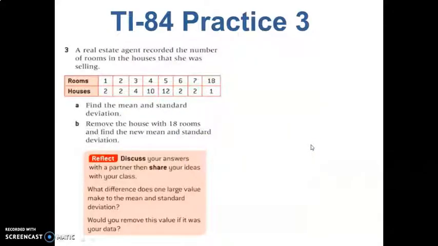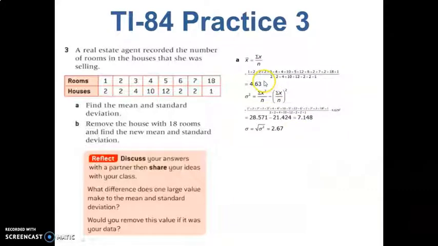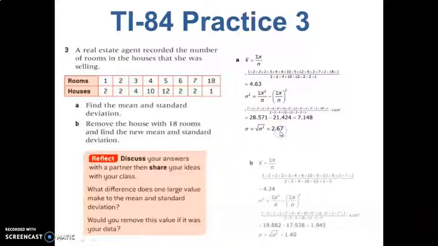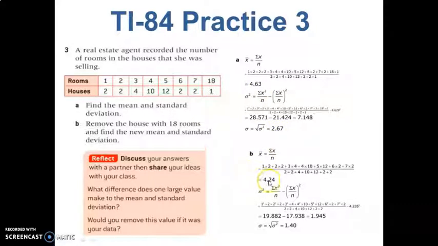Let's check here. So for the full set, our mean is 4.63 and our standard deviation is 2.67. And then when you remove that outlier, we have a mean of 4.24 and a standard deviation of 1.4. So you can see that the mean dropped and the standard deviation dropped a lot, because again, with standard deviation, we square all the differences, and that squaring really exaggerated the effect of that outlier. So remove it, it changes dramatically.